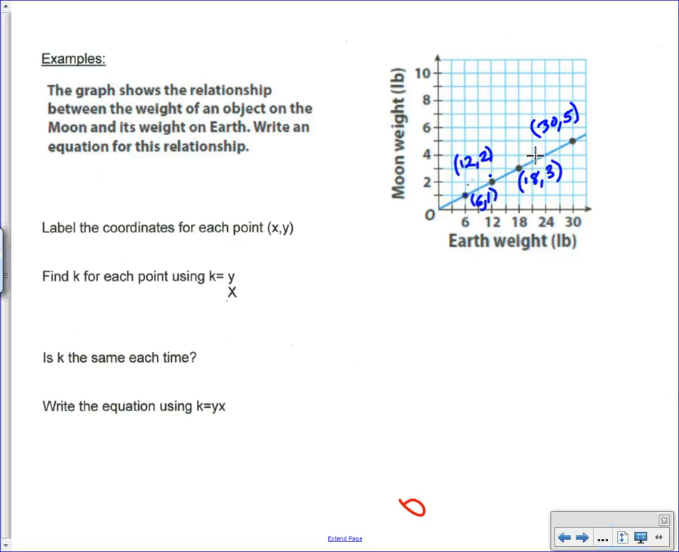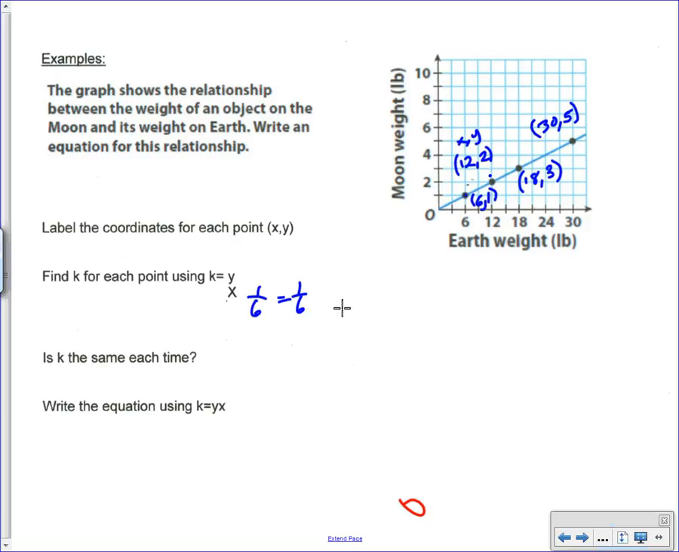All right, so now we have x and a y. That is x, and that is y. It's the same for each one of these points. All right, so we label the coordinates for each point. Now it says find k for each point using k equals y over x. So for this first point, 6, 1. X is 6, y is 1. So y over x would be 1 over 6, which equals 1 over 6. You can even do it as a decimal and get the same decimal.